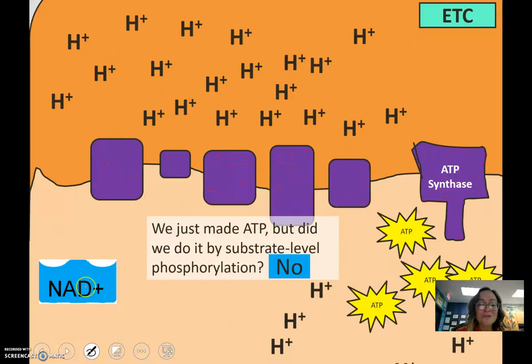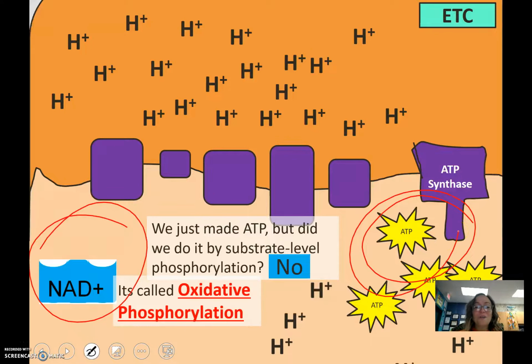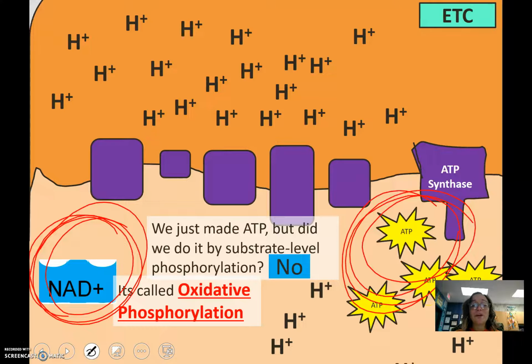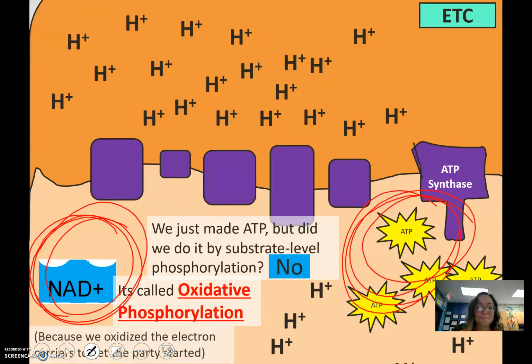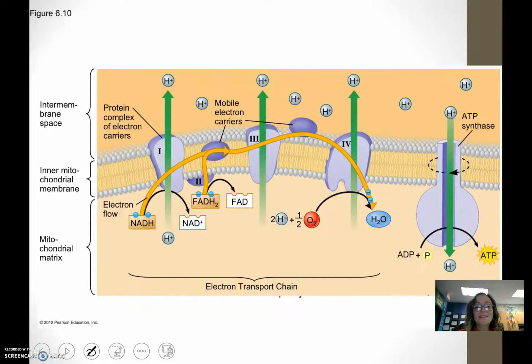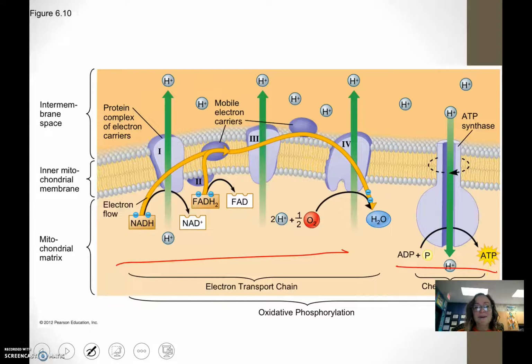So we call this process, if you combine both of those things, we have oxidation and we have phosphorylation. We call this oxidative phosphorylation. This type of making ATP is called oxidative phosphorylation because we oxidize the electron carrier and phosphorylate ADP into ATP. And this is where the majority of the ATP is made in aerobic respiration. When we look at a picture here, this section is the electron transport chain and chemiosmosis, together, oxidative phosphorylation.